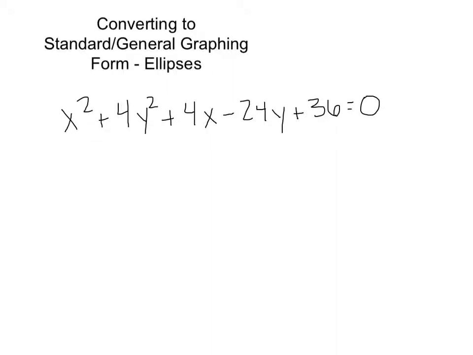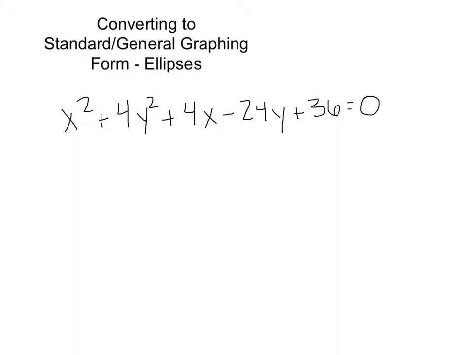When it comes to converting equations to the general graphing form for any conic section, we're going to need to complete the square. If you think about the general graphing form of an ellipse, it has two things that are squared, two binomials squared: x minus h and y minus k. So we're going to need to get those using the method of completing the square.